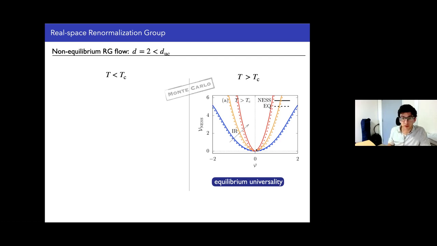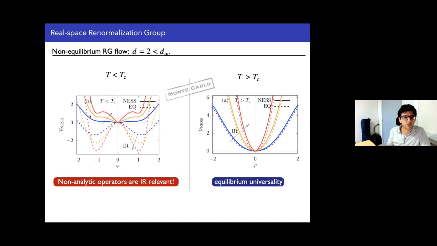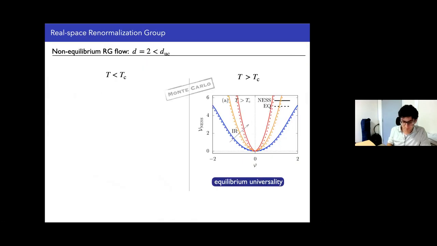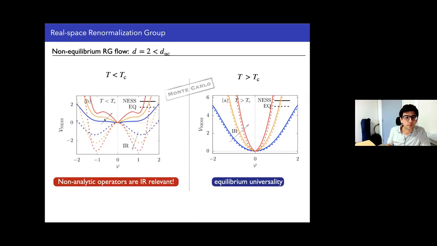But now if you do the same below the critical temperature, the dashes are again the equilibrium lines. In principle, as you go to the IR from blue to red, you should see your quartic potential becoming a double well more and more, with the wells more and more sharp. But if you look at the non-equilibrium steady state potential, what you're seeing is a totally different story.